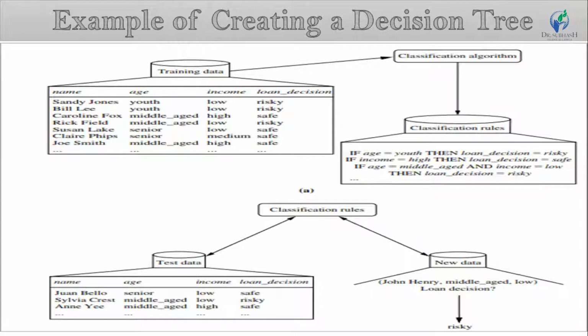Now, the second step is classification. The test data are fed to the model to check the accuracy of the classification rule. If the model gives an acceptable result, then it is applied to a new data set with unknown class variable.